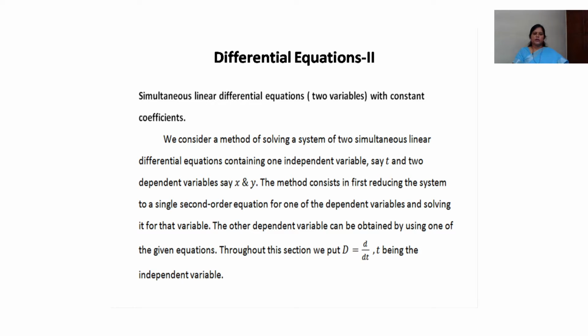We consider a method of solving a system of two simultaneous linear differential equations containing one independent variable, say t, and two dependent variables, say x and y. The method consists in first reducing the system to a single second order equation for one of the dependent variables and solving it for that variable. The other dependent variable can be obtained by using one of the given equations. Throughout this session, we put D equal to d by dt, t being the independent variable.